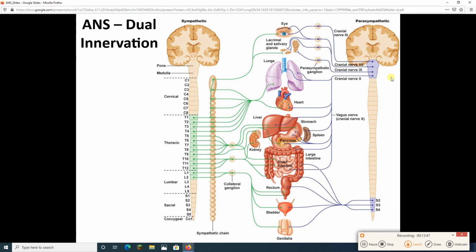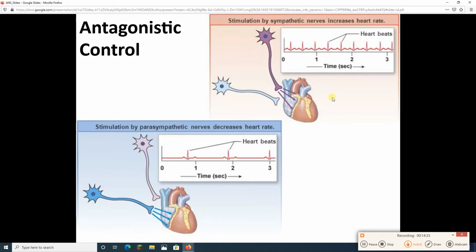Over here on the right, I've got parasympathetic neurons coming out of my brainstem and coming out of my sacral cord. And notice that for the majority of these organs here, they are getting neurons from both sides. So the heart, for example, getting sympathetic input, getting parasympathetic input. The lungs getting both as well. The salivary glands getting both as well. Now, almost all the organs are going to get this dual innervation. And the key idea about having both systems innervate the organs is it leads us to another concept. This idea of antagonistic control.